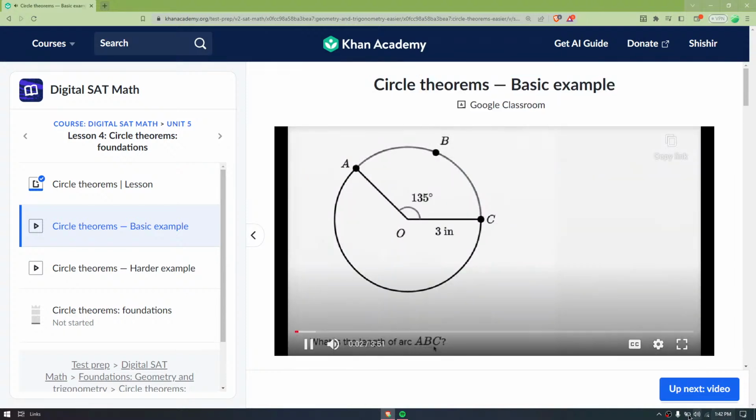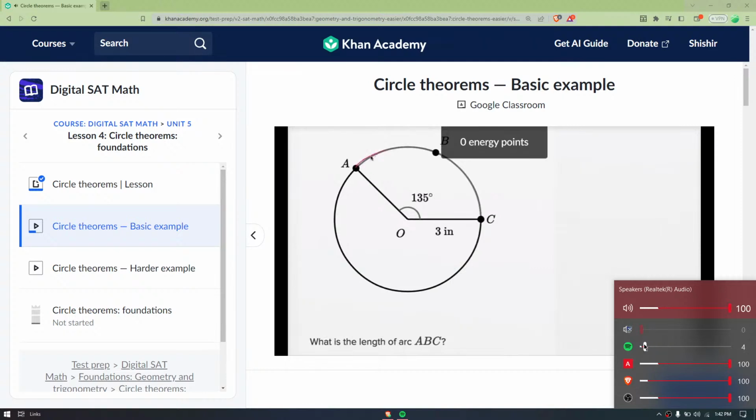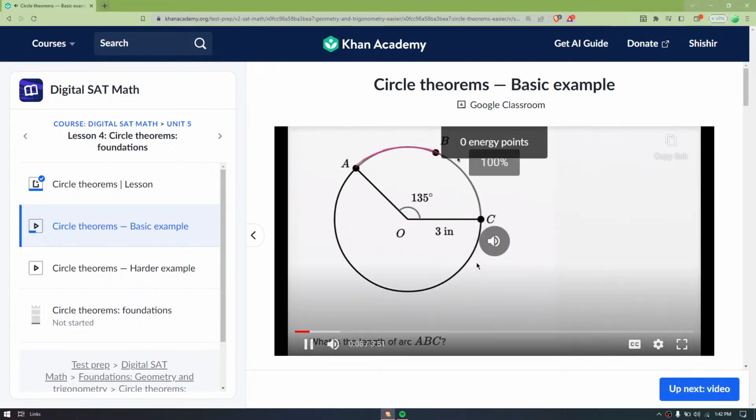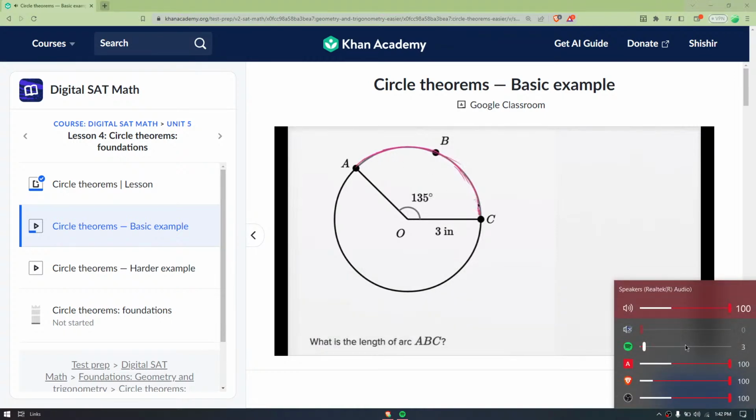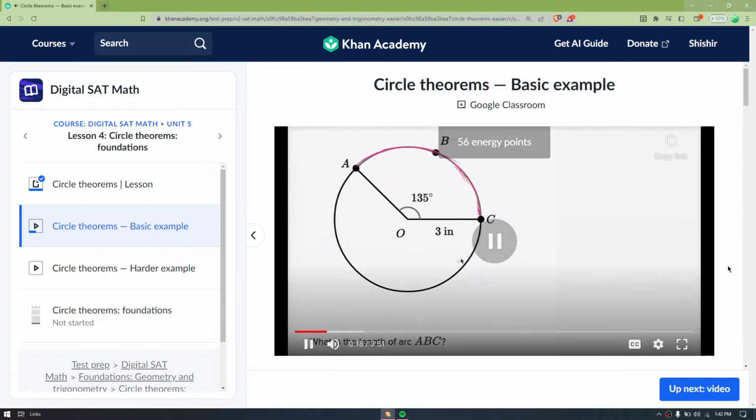What is the length of arc ABC? So arc ABC is this arc right over here. The reason they have to give us three points is that if they just said arc AC, it would still be ambiguous, because there are two arc ACs. It could be this arc right over here, or it could be this arc over here. And so when they tell us B, we know that we're going from A to C through B.